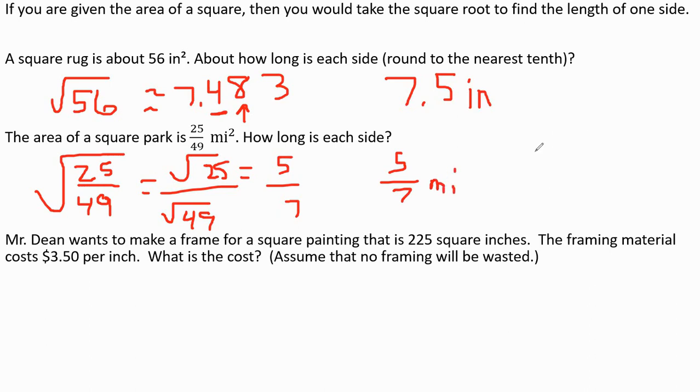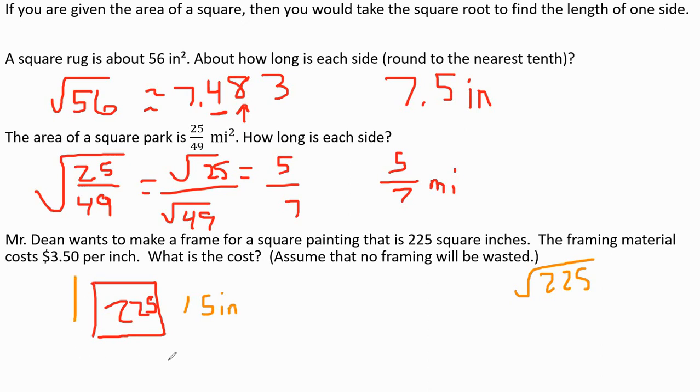And the last one here has a couple of parts to it. So Mr. D wants to make a frame for a square painting that is 225 square inches. The framing material is $3.50 per inch. What is the total cost? So inside of this square frame is 225 square inches. So we take the square root of 225 to find out how long one side is. And that would be 15. So each side of this square is 15 inches long.